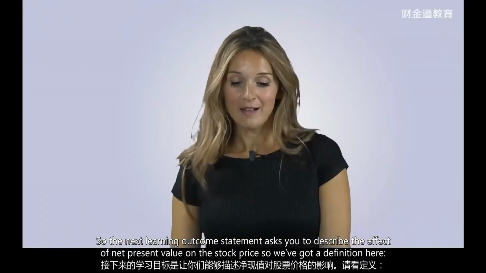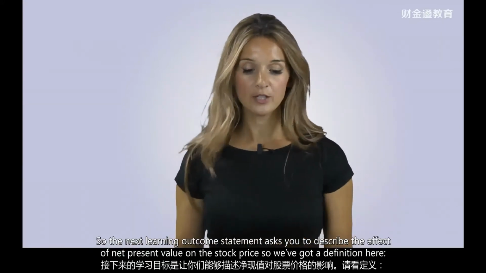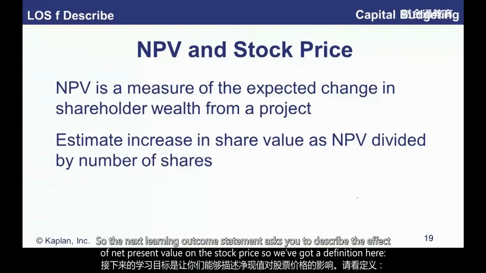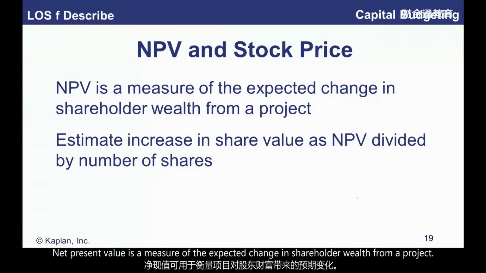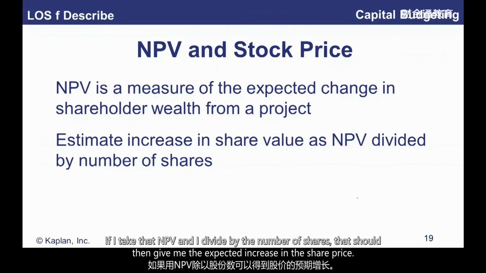So the next learning outcome statement asks you to describe the effect of the net present value on the stock price. So we've got a definition here. The net present value is a measure of the expected change in shareholder wealth from a project. Well, yes, as we know, if we have a positive net present value, then that is the increase in the value of the company and therefore the increase in my total shareholder wealth. Well, if I take that NPV and I divide by the number of shares, that should then give me the expected increase in the share price.